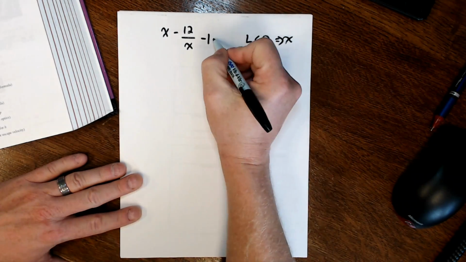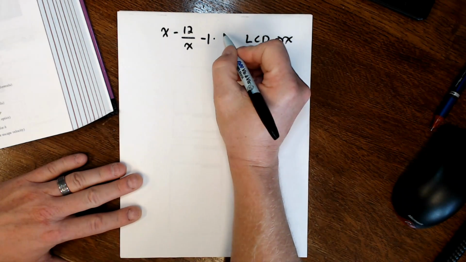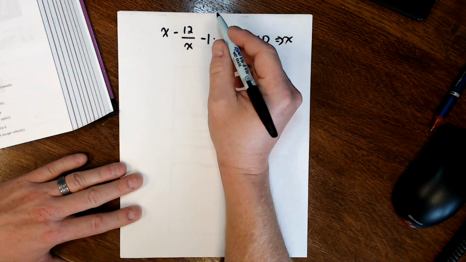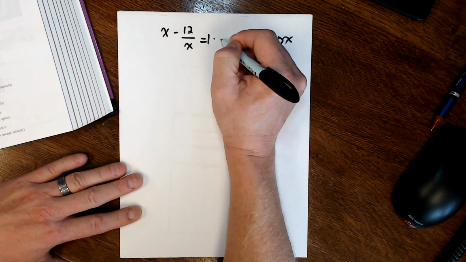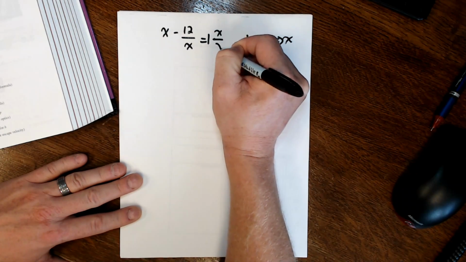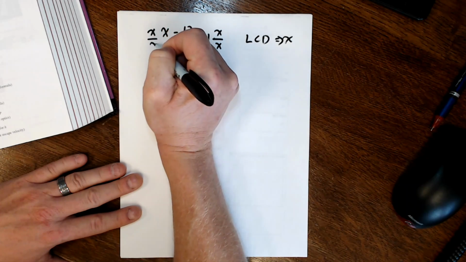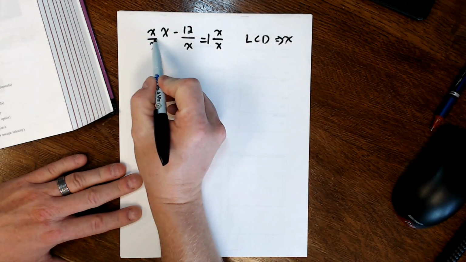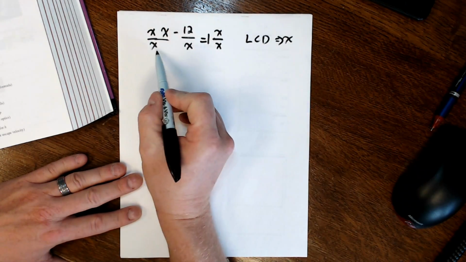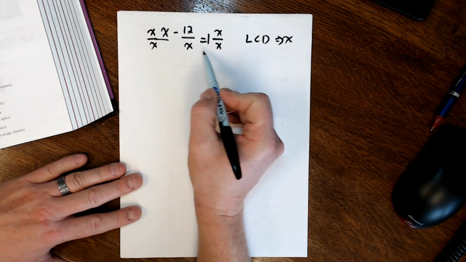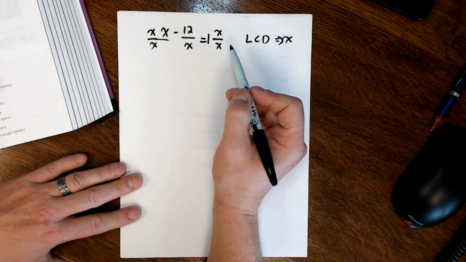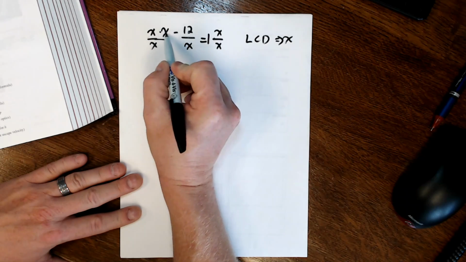So I'm going to multiply this by, oops, I think this should be an equal sign. This should be x over x, and I'm going to multiply this by x over x. So now I have x as my common denominator here, here, and here. I'm going to multiply it out. I'm going to do x times x.